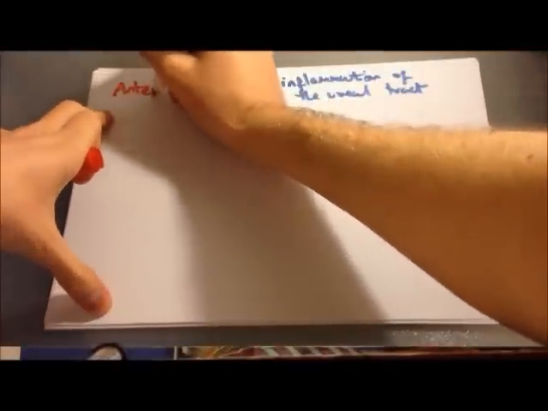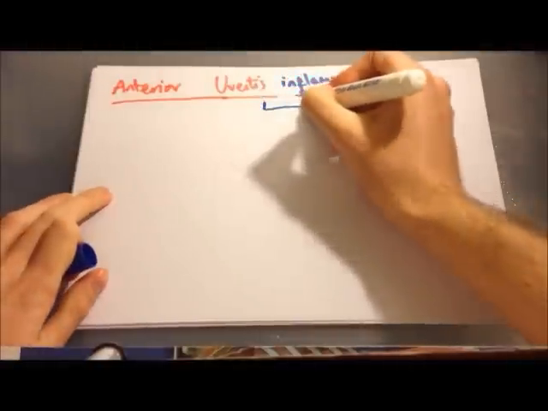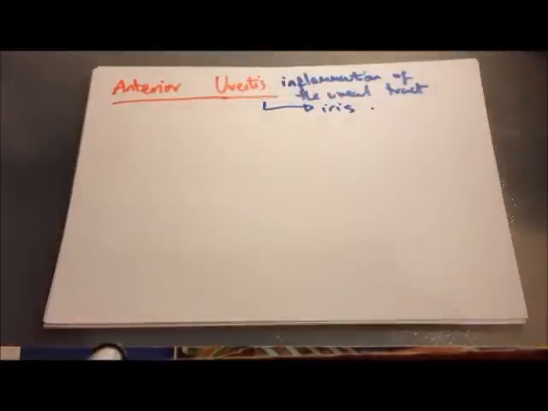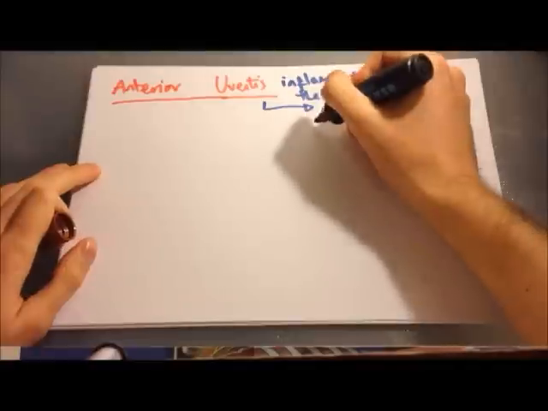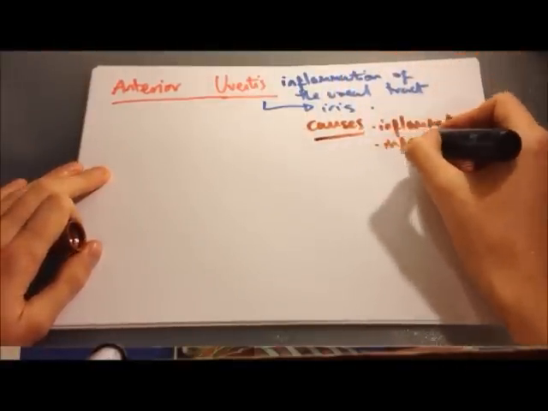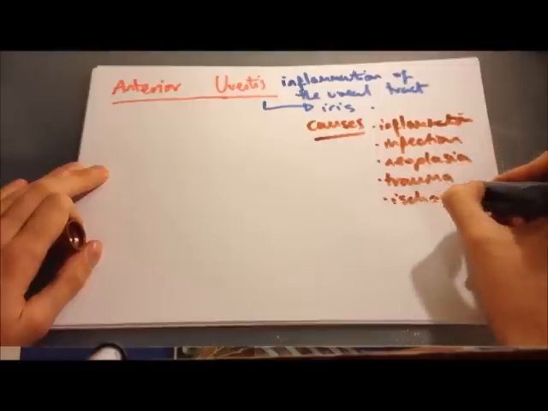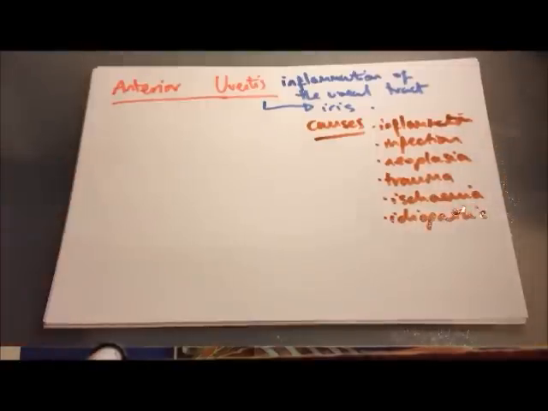So we'll mark this up. So we've got anterior uveitis, which is inflammation of the iris, part of the uveal tract. So a number of different things can cause inflammation of the uveal tract. They're almost like a surgical sieve. So we've got inflammation, infection, neoplasia, trauma, ischemia, and then idiopathic as well.